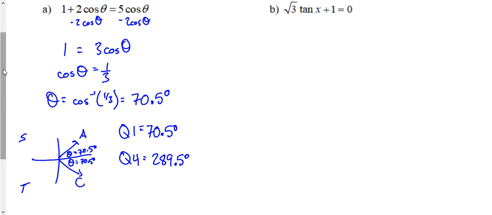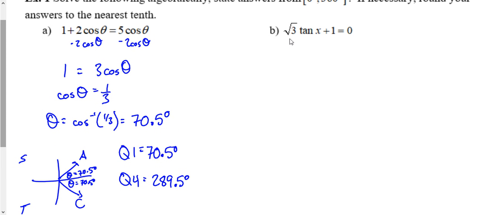Solved for theta. In example B, we have square root 3 tan x plus 1. So what do we want to do? Again, we want to isolate for that tan x, so let's move everything away. My first step, I'm going to move that 1 from the left to the right. Gets us negative 1. Second, divide everything by root 3.